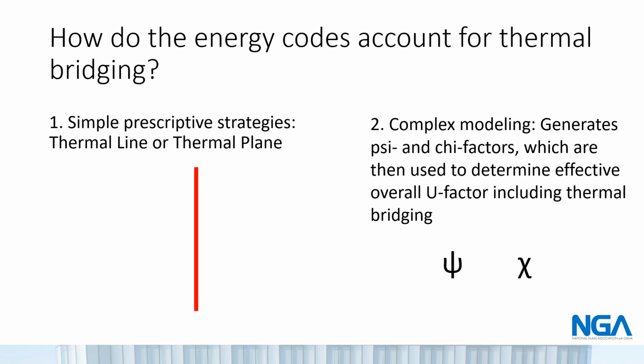The energy codes account for thermal bridges in two ways: simple prescriptive strategies and more complex modeling. The simple approach can be reduced to a basic concept of thermal line or thermal plane. The more complex modeling approach uses modeling of assembly details to generate the psi and chi factors that were described earlier.